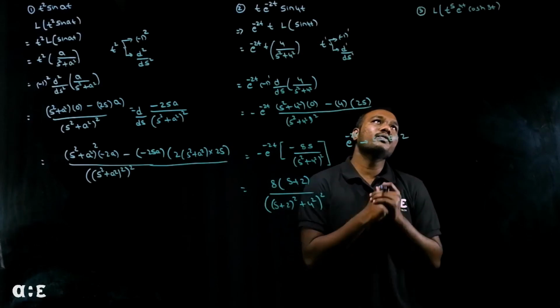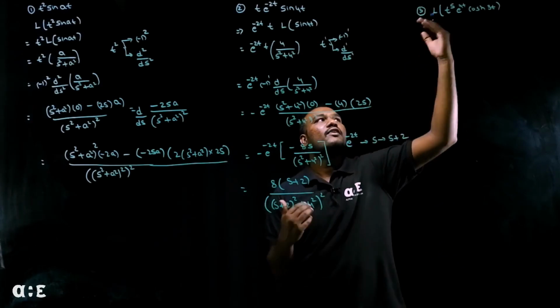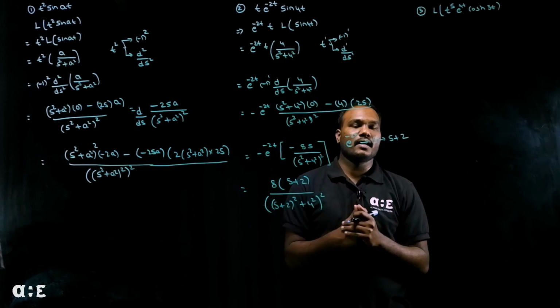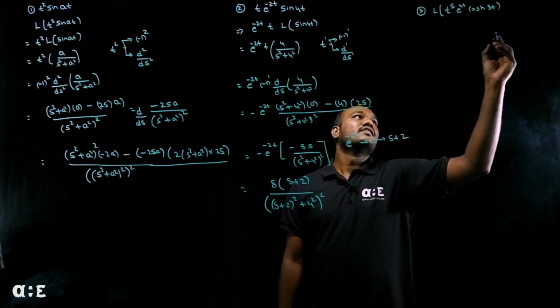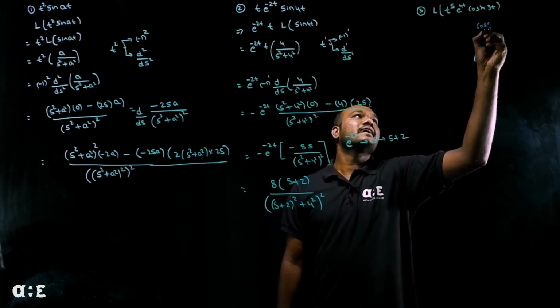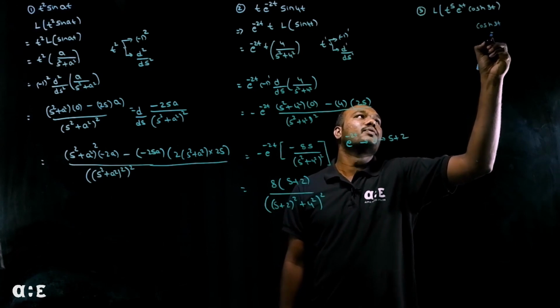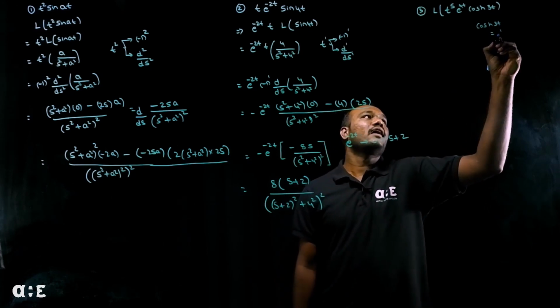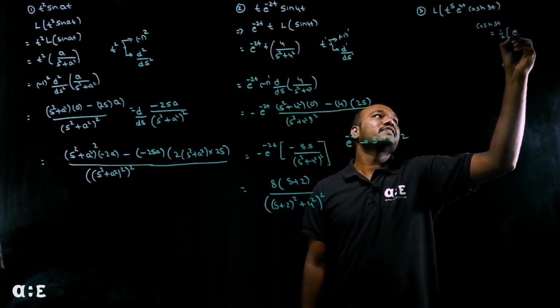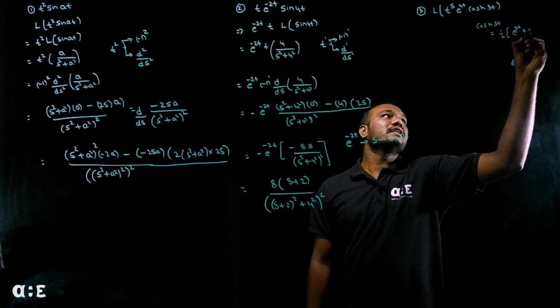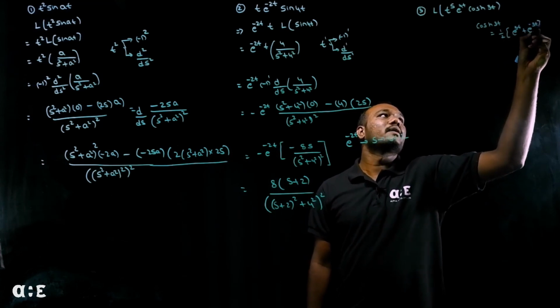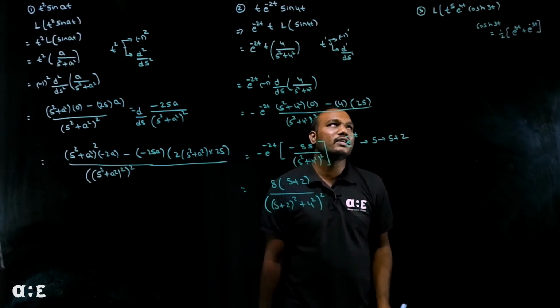So this question, how do we solve this question? Laplace of t power 5 e power 4t cos h 3t. How do we solve this? So how can we do this? First, we know cos h 3t can be written as what? We can write half times (e power 3t plus e power minus 3t). If you can't remember this formula, this becomes very difficult to solve.